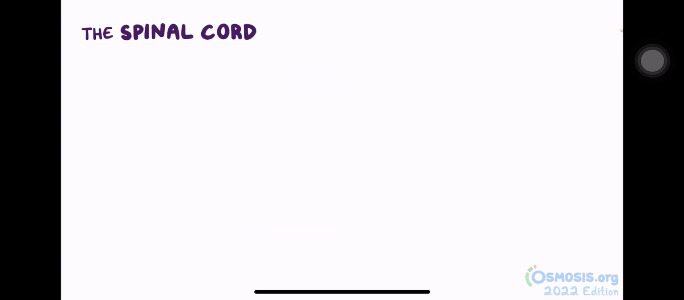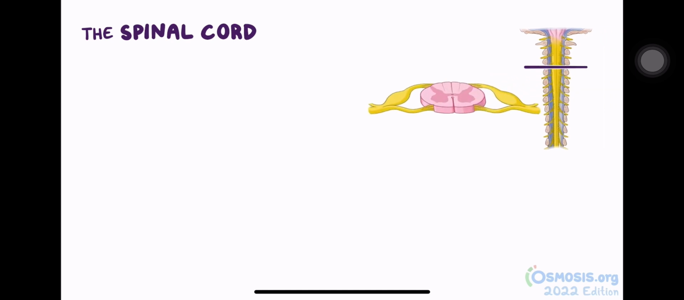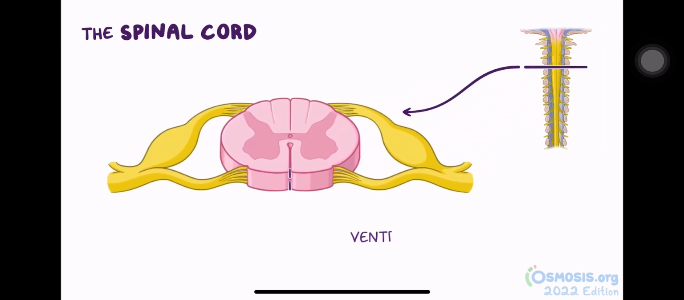Now, let's start by looking at the anatomy of the spinal cord. Anteriorly, there is a deep midline depression called the ventral median fissure, and posteriorly, there is a more shallow midline depression called the dorsal median sulcus.